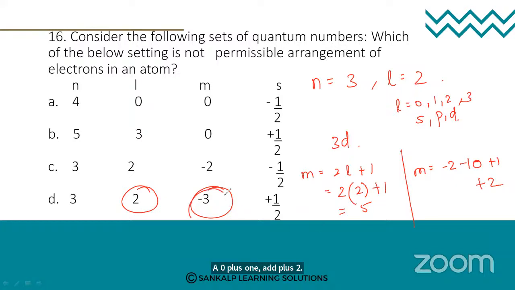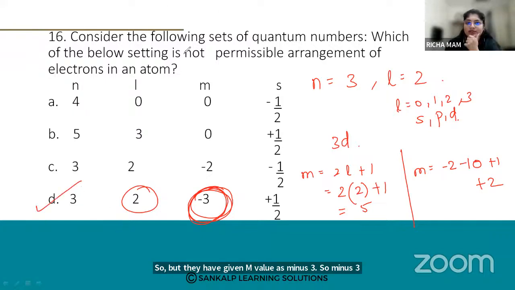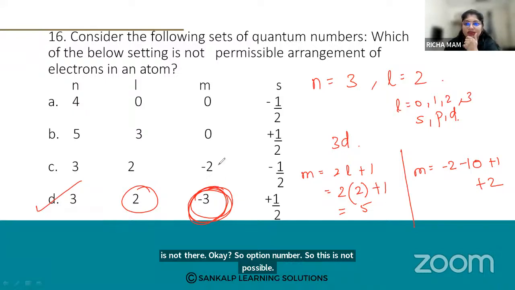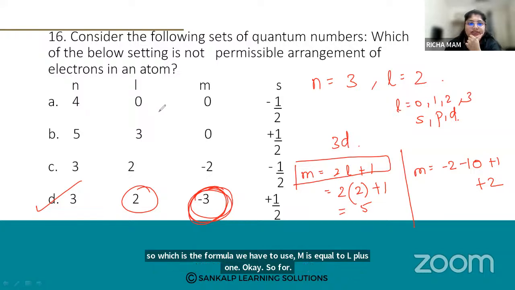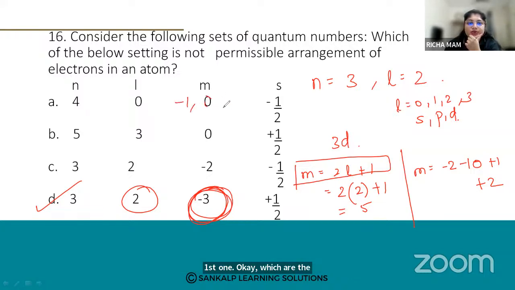But they have given the M value as -3. So -3 is not there. Okay, so option number D is not possible. So when we are finding the M value, which is the formula we have to use? 2L plus 1. Okay. So for the first one, which are the possible L values? It is -1, 0, and +1. Okay, so same way, like this only.